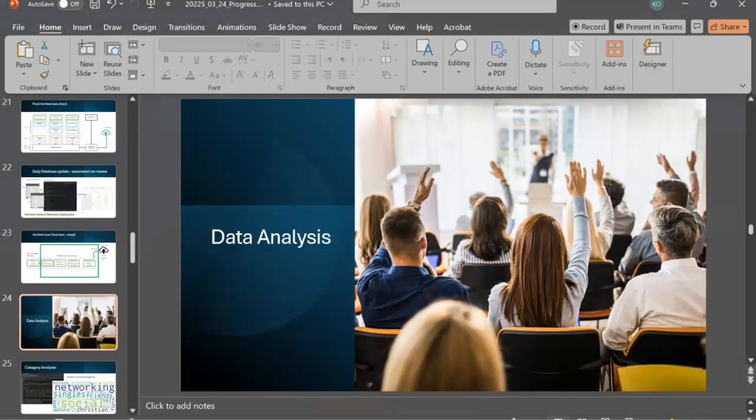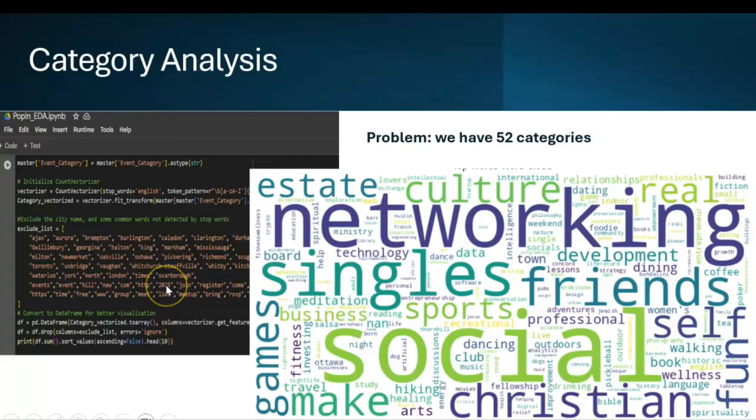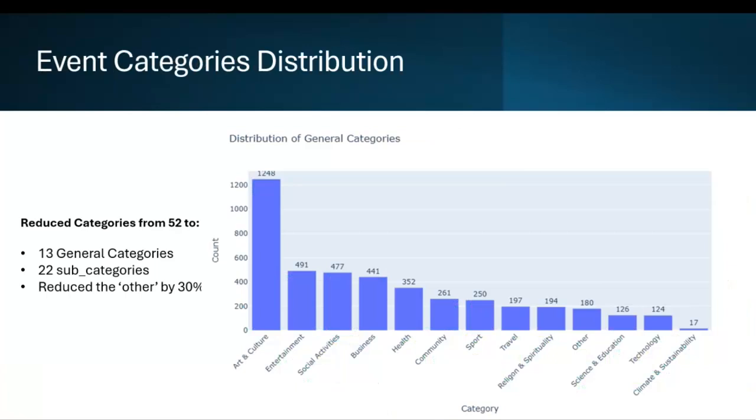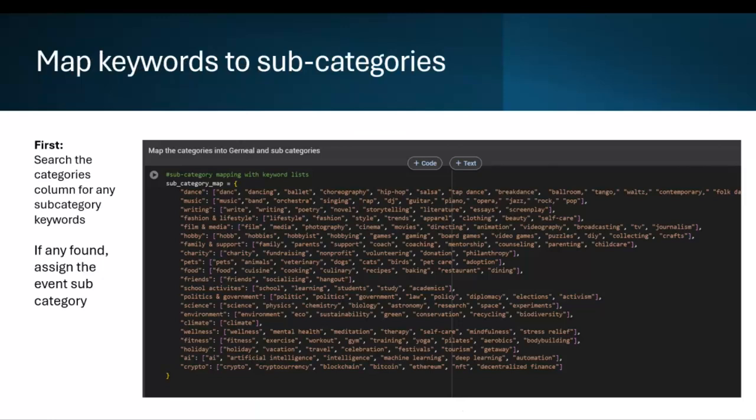So here we have a problem with the categories, that we have 52 different categories. And we reduced them into 13 categories and 22 subcategories. And we reduced the other or unknown categories by 30%. How we did this, we will discuss in the code.